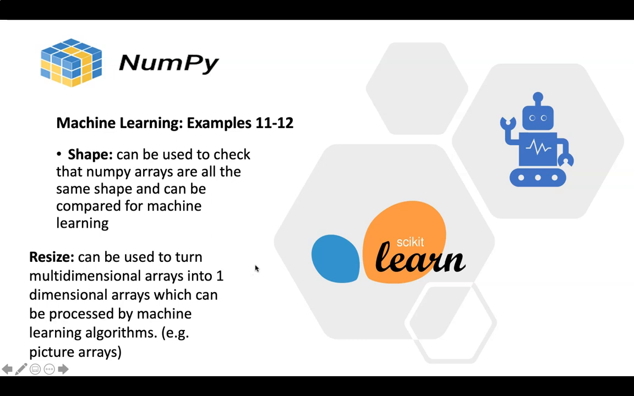Some of the things I may have covered is that NumPy can check that the shape of the arrays are all the same, because if you're doing machine learning, you've got to compare like with like in terms of size of arrays, and if the arrays aren't the same shape, they can be resized from, say, 3-dimensional arrays into 1-dimensional arrays.